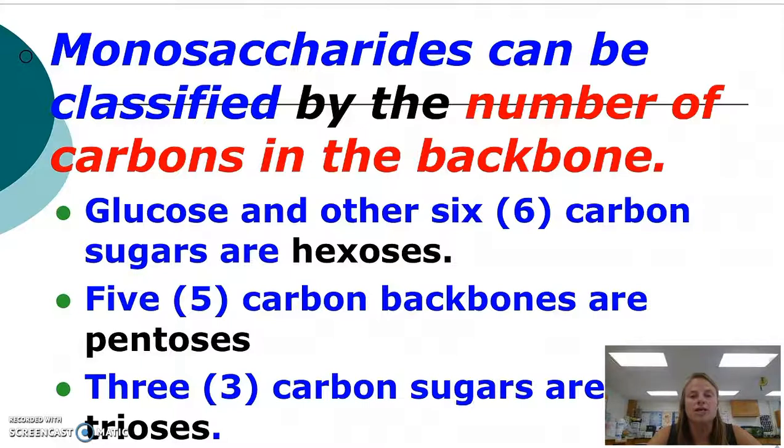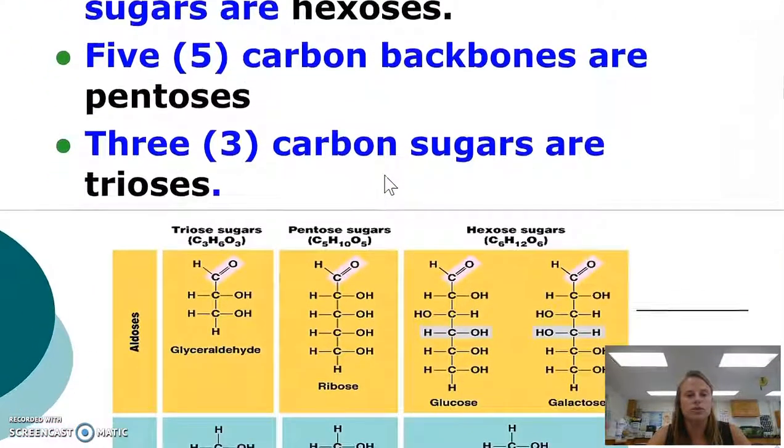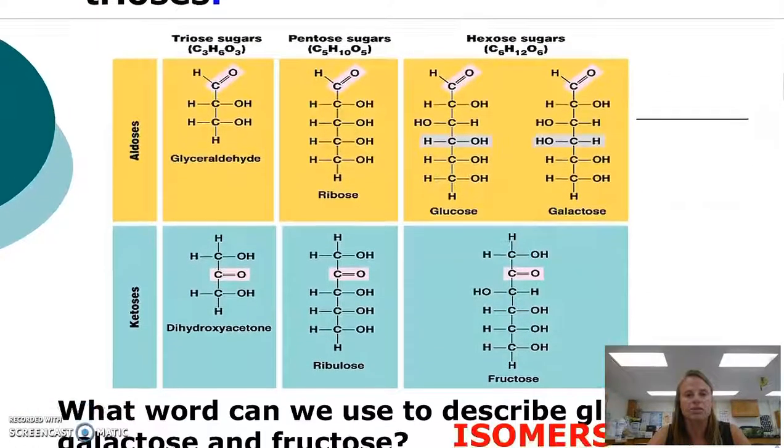So glucose and other 6 carbon sugars are considered hexoses. You know how the formula for glucose is C6H12O6. That means there are 6 carbons in the backbone. 5 carbon backbones are considered pentoses, like ribose or deoxyribose. 3 carbon sugars are your trioses. So let's look at examples of triose sugars, pentose sugars, and hexose sugars.